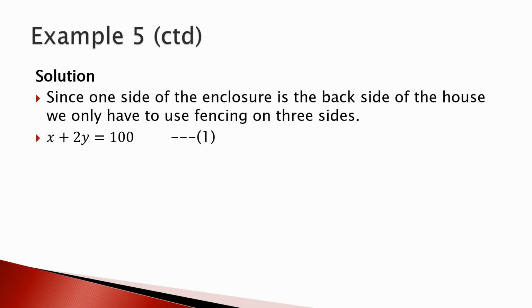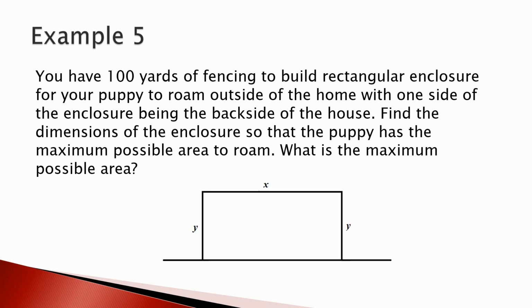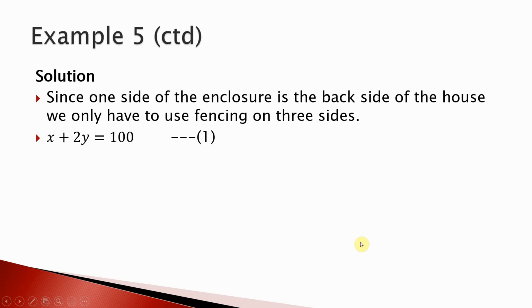So we will have 2 equations. One would be the length of the fencing, which is 100 yards. So since we are only using fencing on 3 sides, 100 yards will be equal to y plus x plus y, which is x plus 2y. Okay, so we only use it on 3 sides.